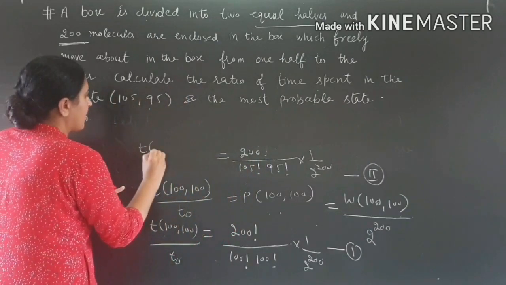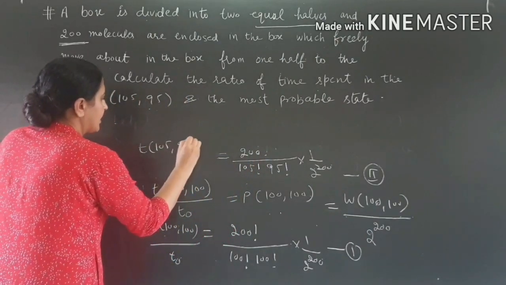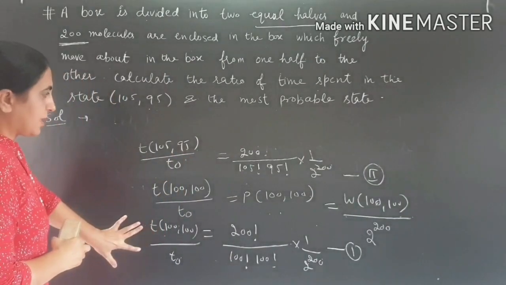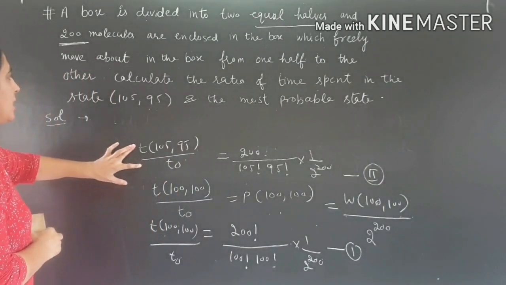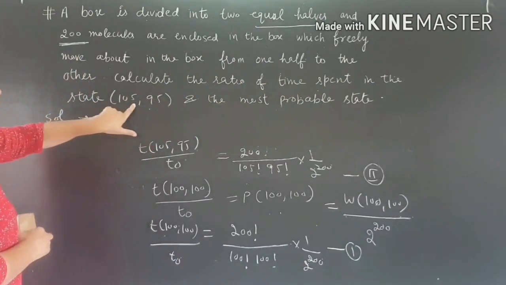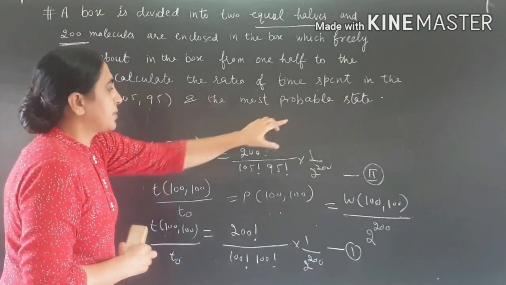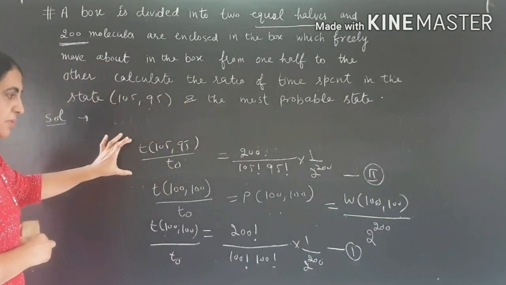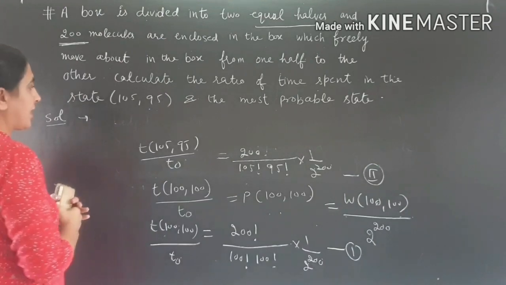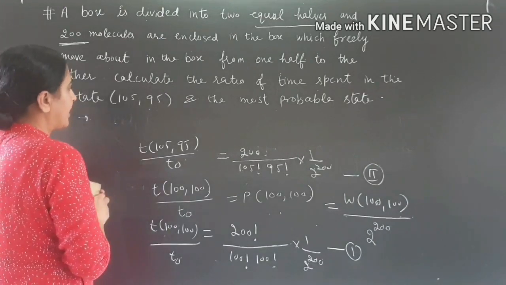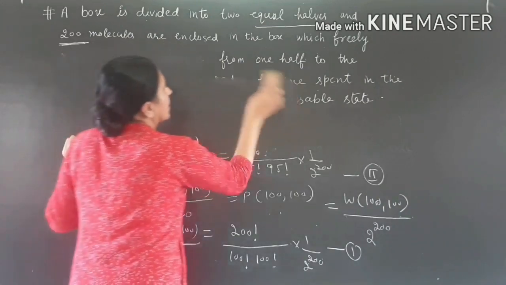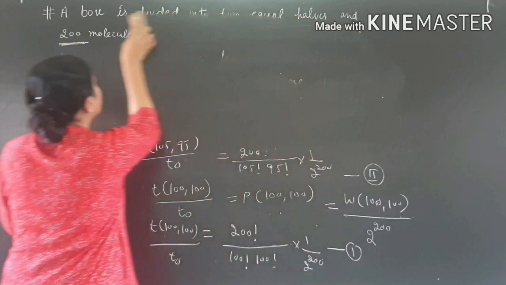This is T 105,95 divided by T0. So this is equation number first, this is equation number second. We have to find out the ratio of time spent in the state 105,95 and the most probable state. So we divide equation number second by equation number first. When we divide second by first, what do you get? I repeat, what do we get?